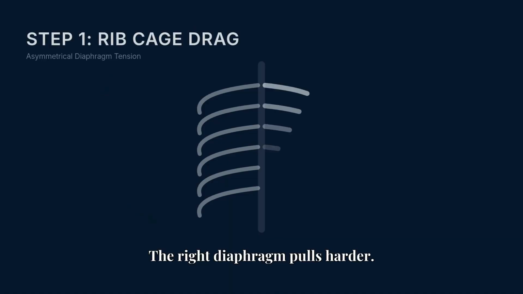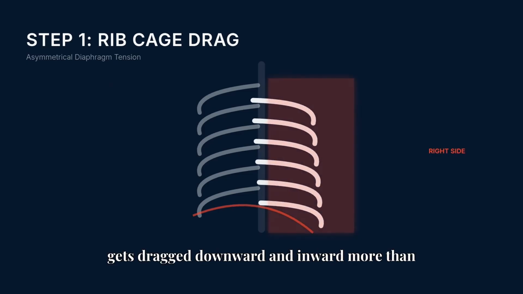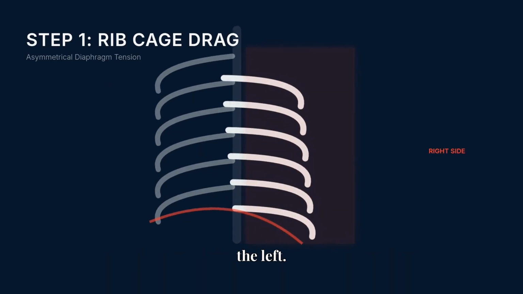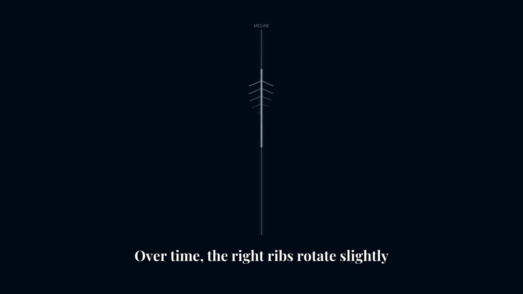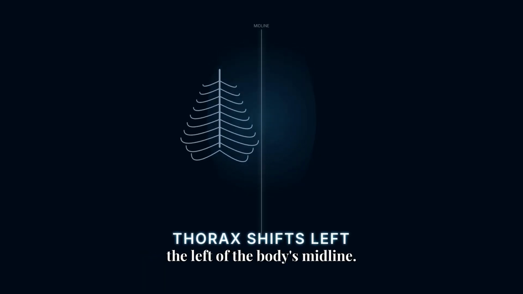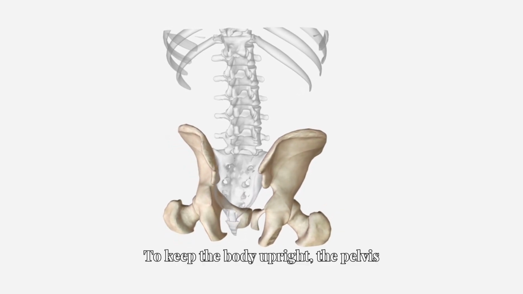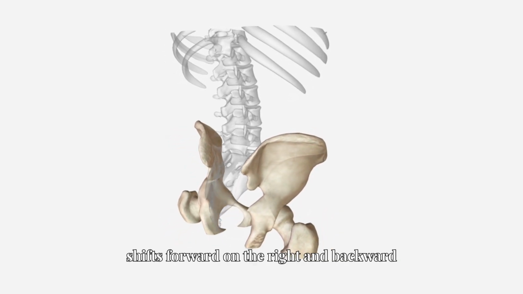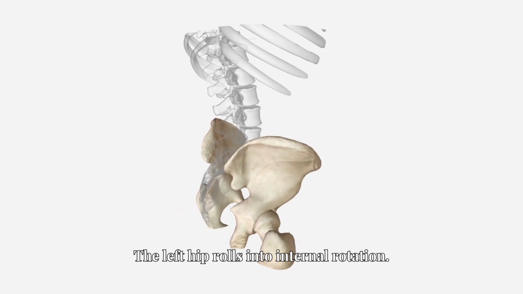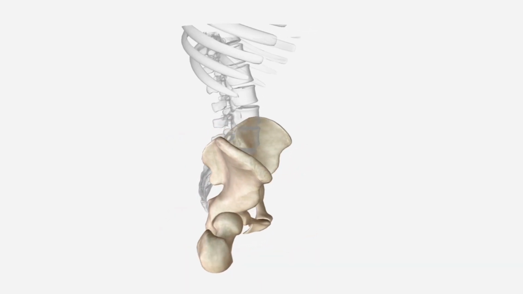Step 1. The right diaphragm pulls harder. The right side of the rib cage gets dragged downward and inward more than the left. Over time, the right ribs rotate slightly forward, and the right thorax shifts to the left of the body's midline. Step 2. The pelvis compensates. To keep the body upright, the pelvis shifts forward on the right and backward on the left. The left hip rolls into internal rotation. The body's center of mass moves to the right.